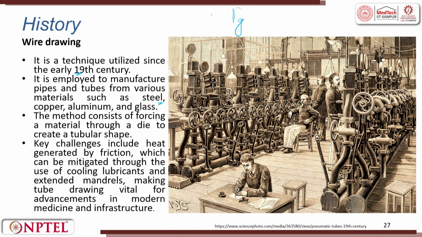The method consists of forcing a material through a die and creating a tubular shape. The key challenge is the heat generated by friction, which can be mitigated through the use of cooling lubricants and an extended mandrel, making tube drawing vital for advancement in modern medicine and other infrastructure. So, you can have a continuous reduction of wire passing through several of these dies.